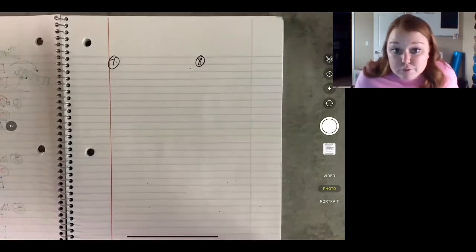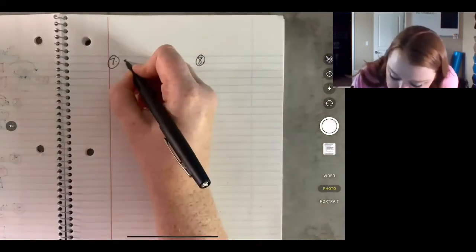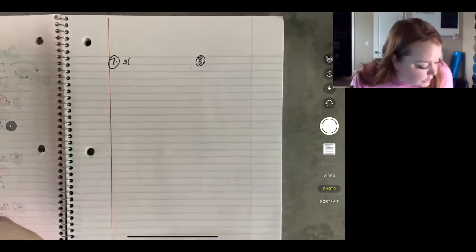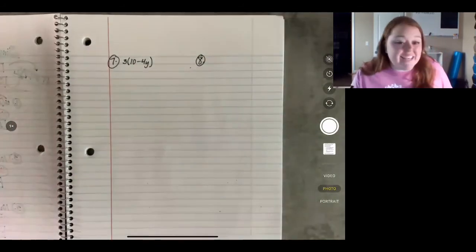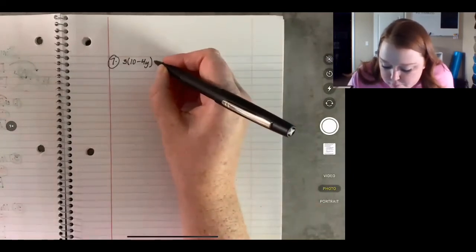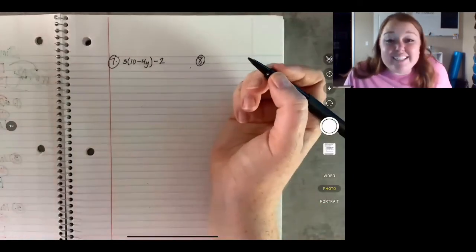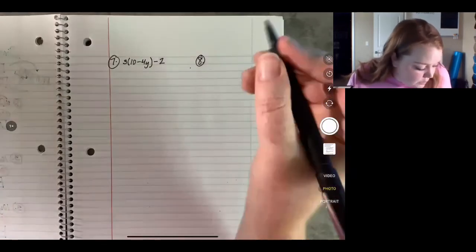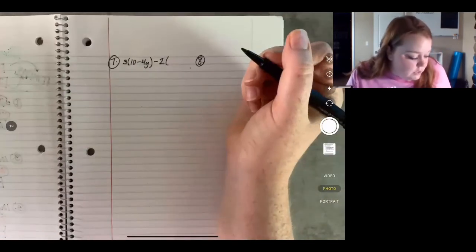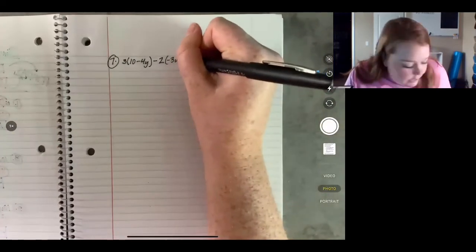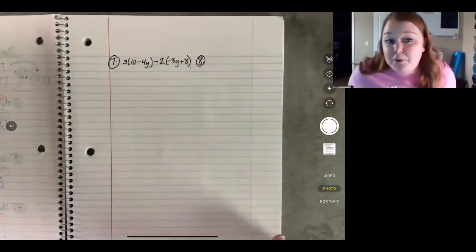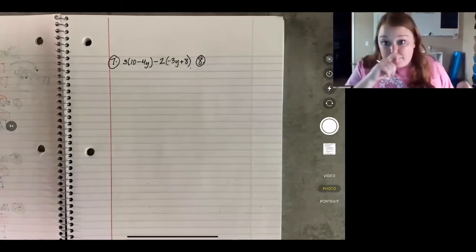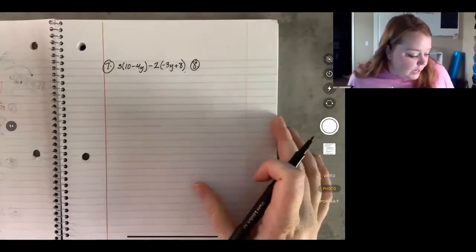There's a lot to write, so write small. You got a 3. That 3 is right next to a set of parentheses. On the inside, you have 10 minus 4y. Then, after that, you're going to minus a 2. But that 2 is right next to a set of parentheses. Inside your parentheses is -3y plus 8. I hope you're looking at that going, oh, that's like the last question. You got double distributive property. Yep. Okay, and number 8.